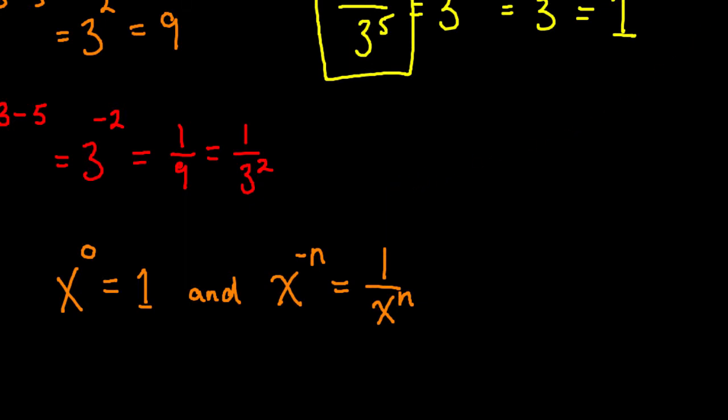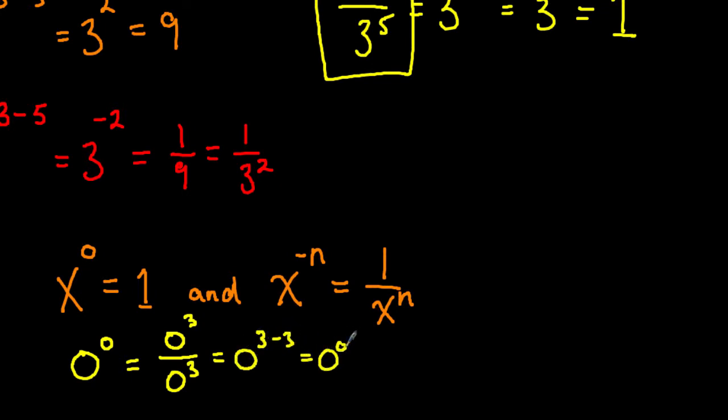Suppose we did the following. How about if we had 0 to the 0 power? What's that equal to? Well, we might say this. We could say 0 to the third, just to pick a number for the exponent, over 0 to the third is equal to 0 to the 3 minus 3, which is equal to 0 to the 0, which is equal to 1. There's a big problem here.